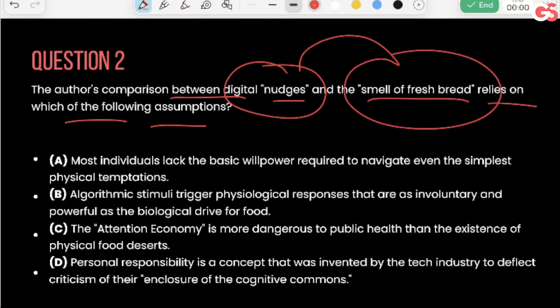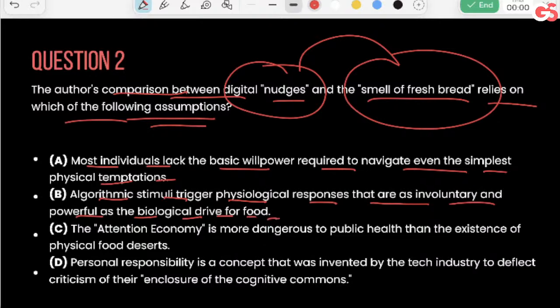Okay, let's see. Most individuals lack the basic willpower required to navigate even the simplest physical temptations. तो ये कंपैरिजन इस एजम्पशन पे है क्या, क्या ऑथर ऐसा मान के चलता है कि ज़्यादातर लोगों के अंदर बिल्कुल संयम नहीं है? हो सकता है. आगे देखते हैं. Algorithmic stimuli trigger physiological responses that are as involuntary and powerful as the biological drive for food. तो ऑथर ये मान के चल रहा है कि डिजिटल नजेस उसी फीलिंग पे चोट करते हैं जिस भूख की फीलिंग पे फ्रेश ब्रेड की स्मेल चोट करती है. तो B will be a better choice.